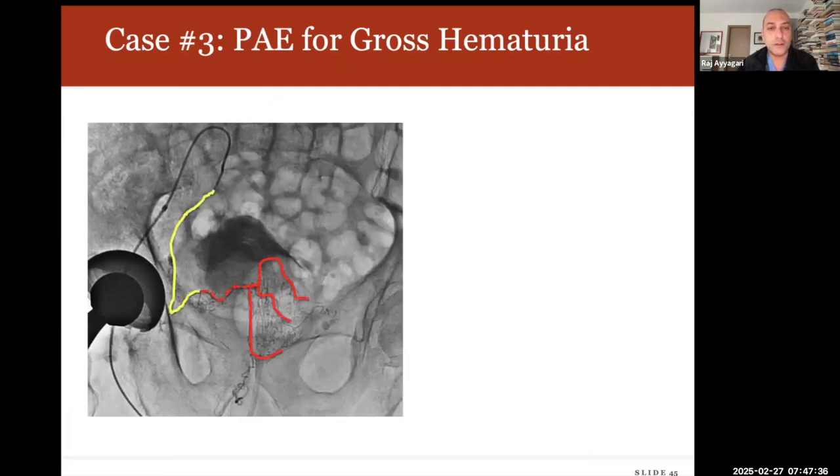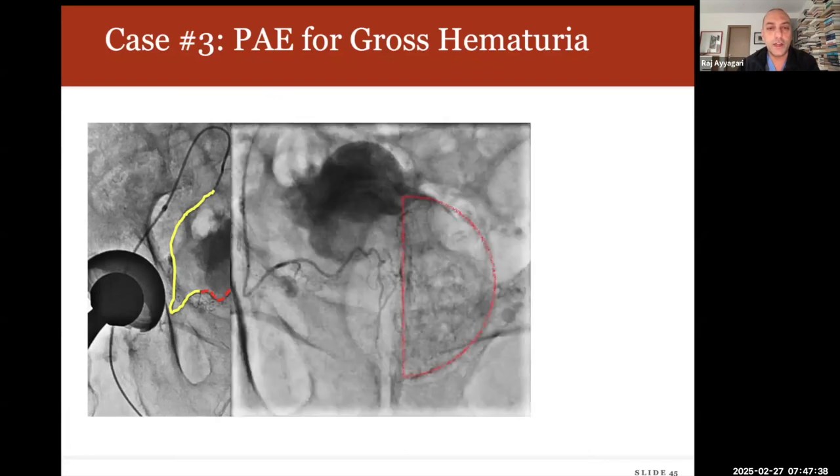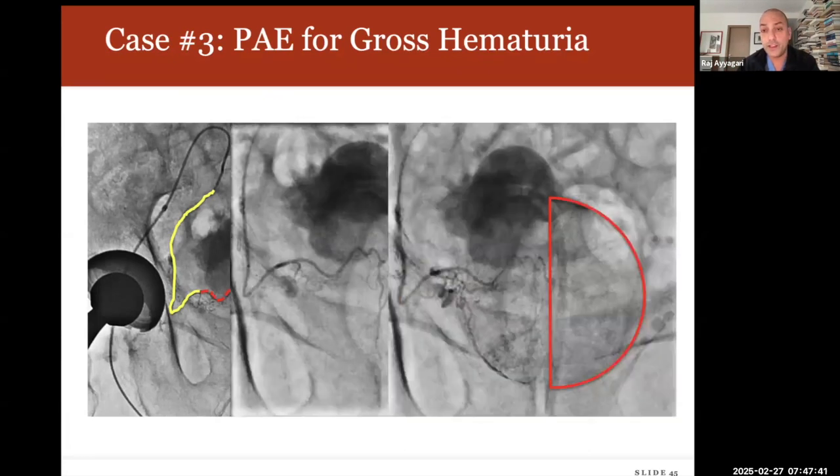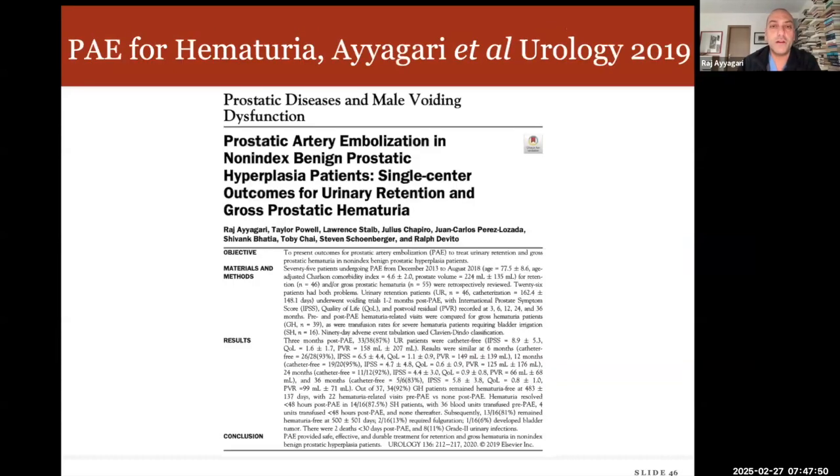So, sorry, that's how it worked. We got in, we embolized his left gland first, and then the right gland backfilled. It was very nice to treat both sides from one catheter position, which is very, very rare.